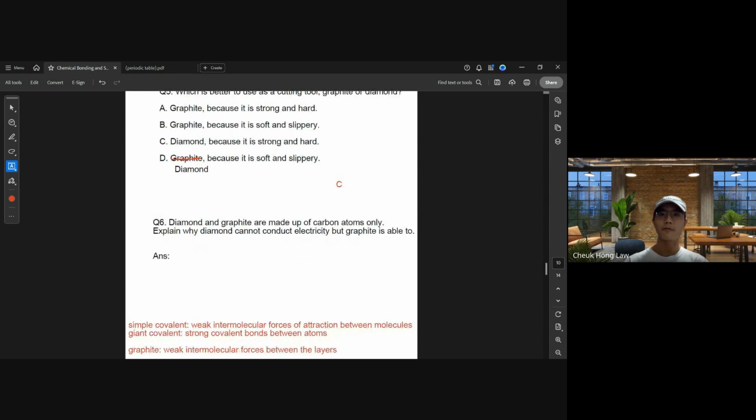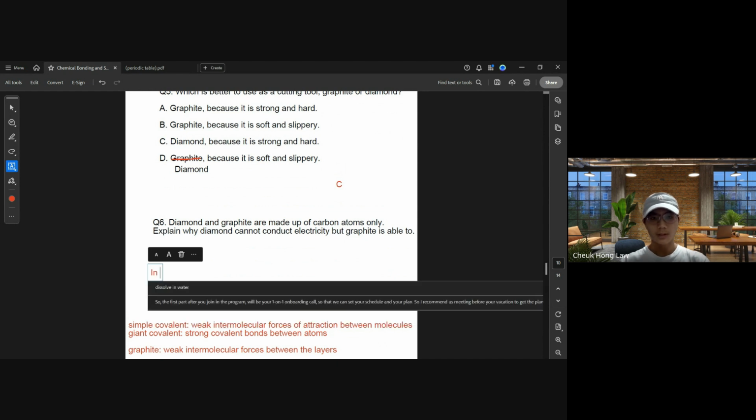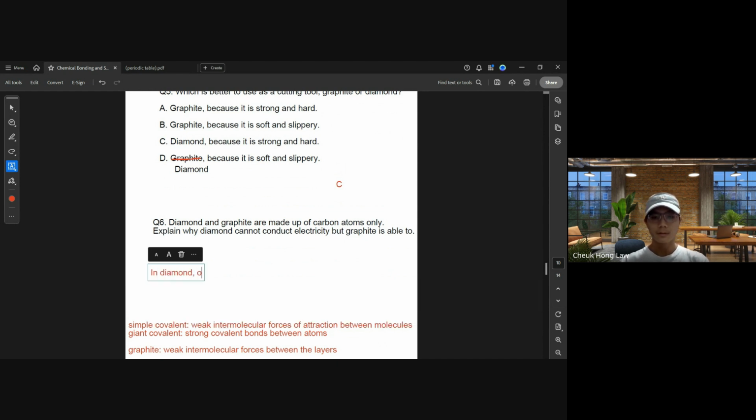Question 6. Diamond and graphite are made out of carbon atoms only. Explain why diamond cannot conduct electricity but graphite can. In diamond, one carbon atom is bonded to 4 other carbon atoms. So it leaves no free or delocalized electrons to move and conduct electricity. The valency of carbon is 4, and all 4 bonds are already there, so there are no free electrons to move and conduct electricity.